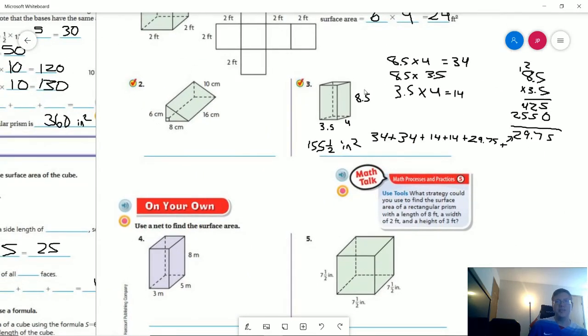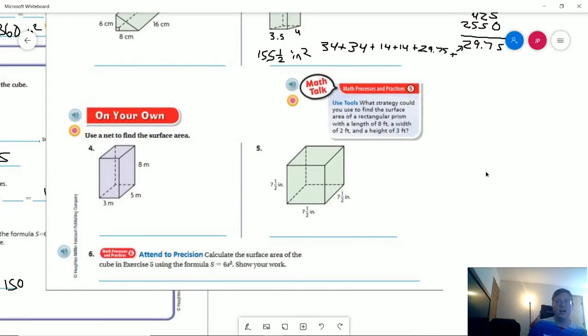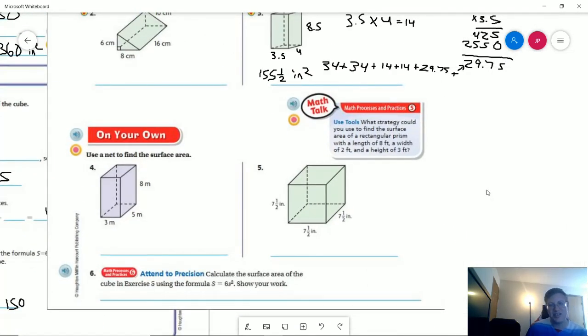So if you were missing the numbers in your book, I apologize for that. If you have different numbers than what you have here, I'm going off of what they gave me in the teacher's edition. So if you had a different answer, please let me know in the comments in Google Classroom.